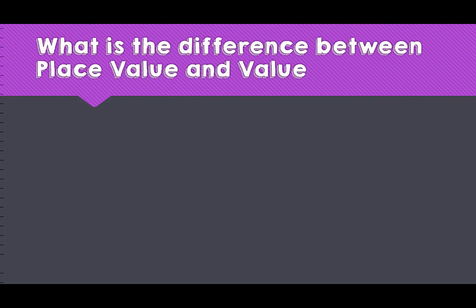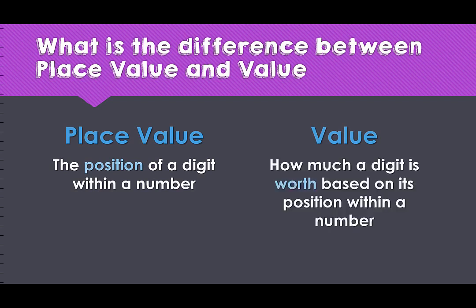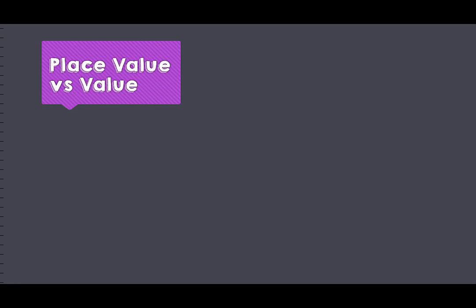So now that we have understood the place value columns and how to read large numbers, let's have a look at the difference between place value and a digit's value. Place value is the position of a digit within a number, whereas the value of a number is how much a digit is worth based on its position within a number. Let's have a look at these definitions in action.